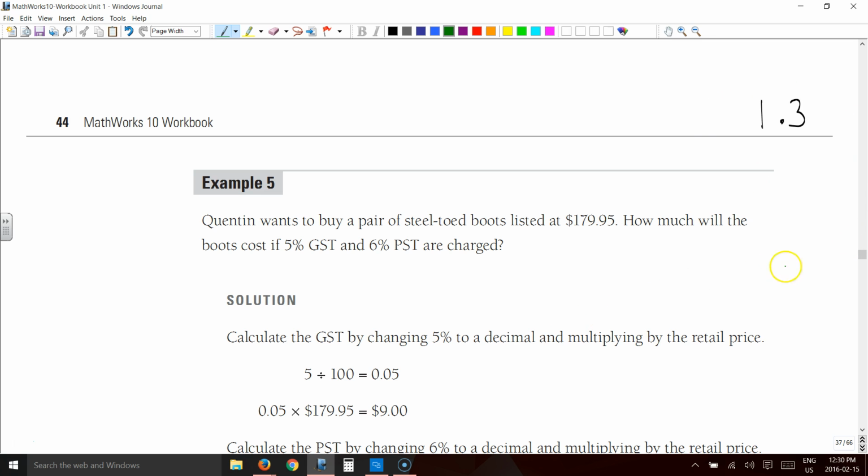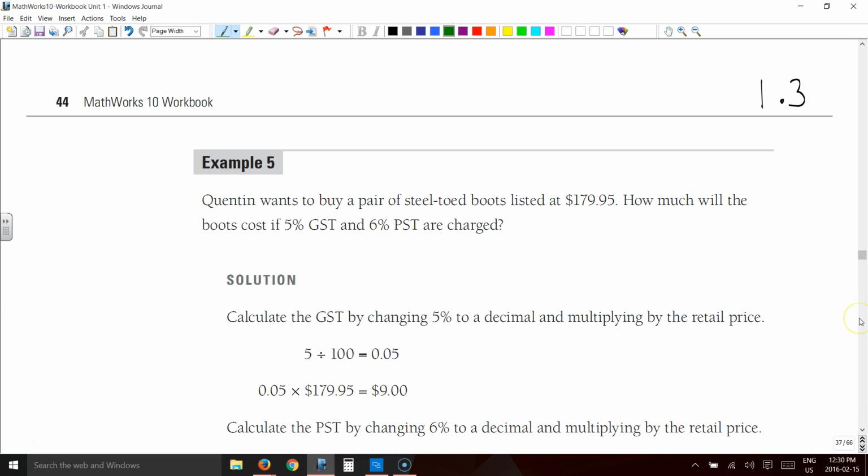Let's take a look at how this is solved. There are several ways to do this, and at the end you can choose the way that works best for you. I know which one I like. I like doing it the way that works fastest. So let's take a look at their solution.